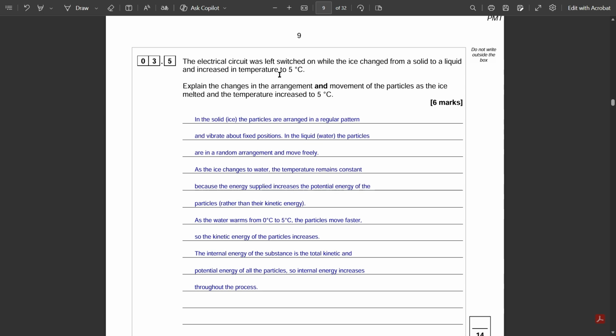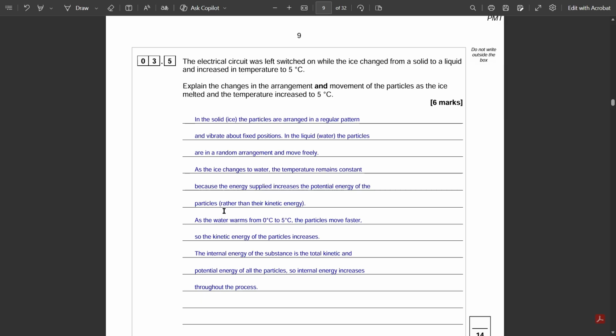And then the electrical circuit was left switched on while the ice changed from solid to a liquid and increased in temperature 5 degrees Celsius. Explain the changes in the temperature and movement of the particles as the ice melted and the temperature increased to 5 degrees Celsius. Well, in the solid, the particles are arranged in a regular pattern and vibrate around fixed positions, while in the liquid, the particles are in a random order and move freely. As the ice changes to water, the temperature remains constant because the energy supplied increases the potential energy of the particles rather than the kinetic energy.